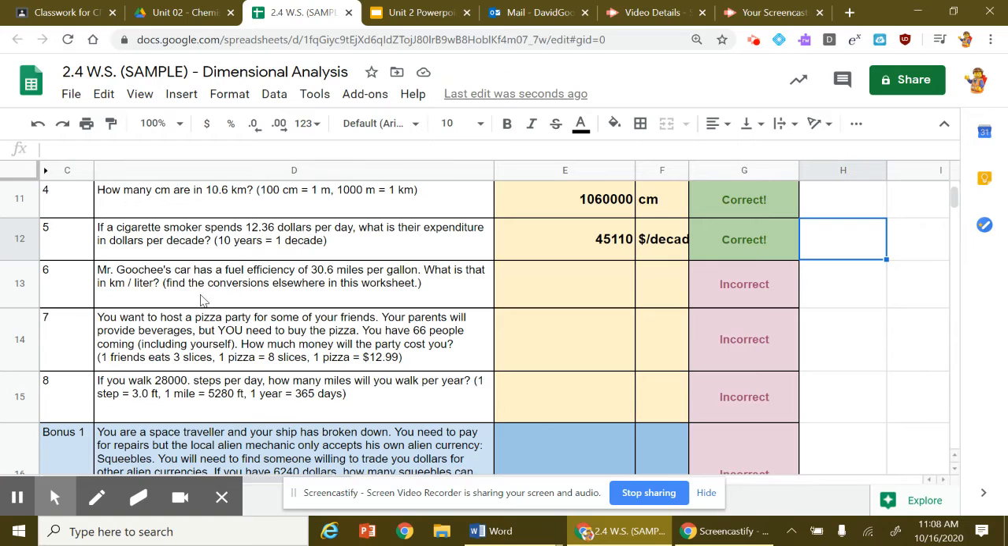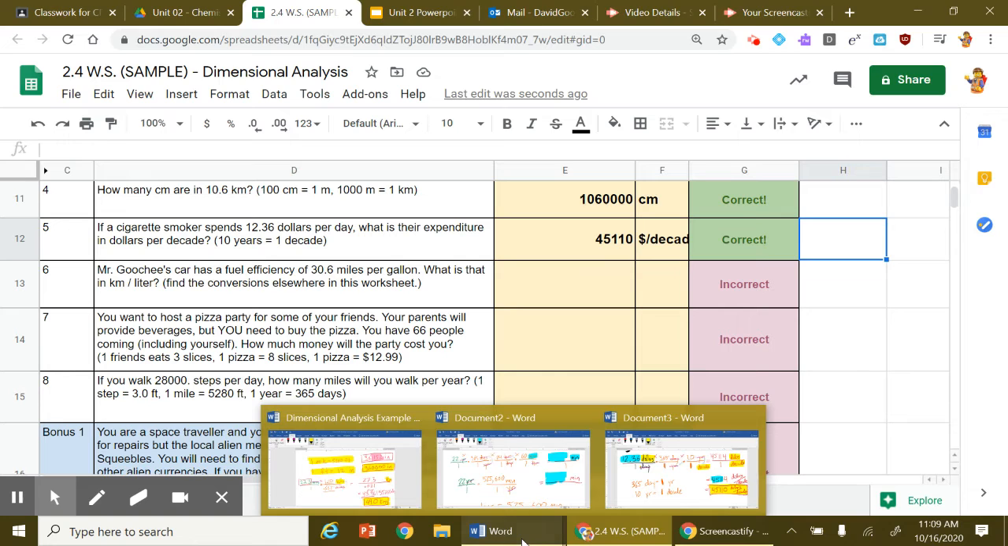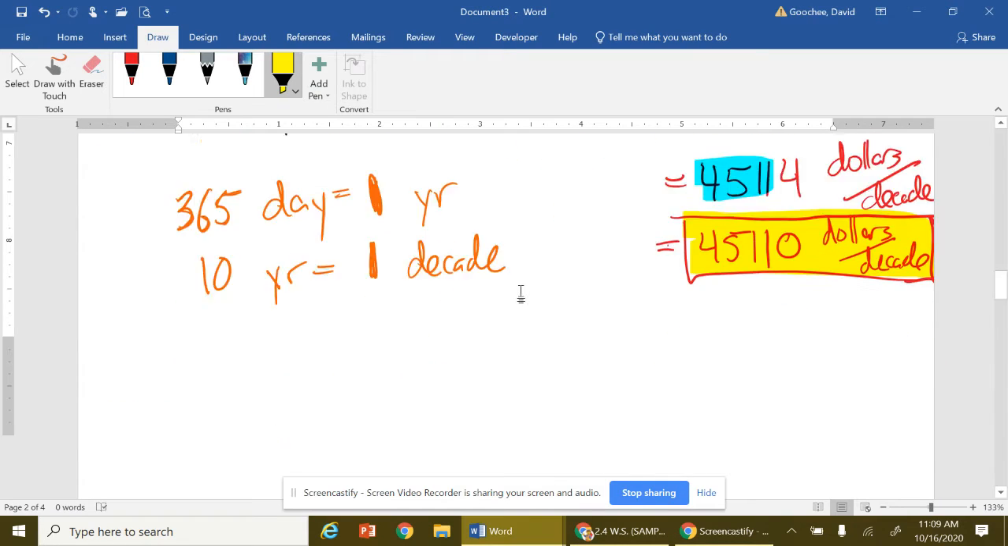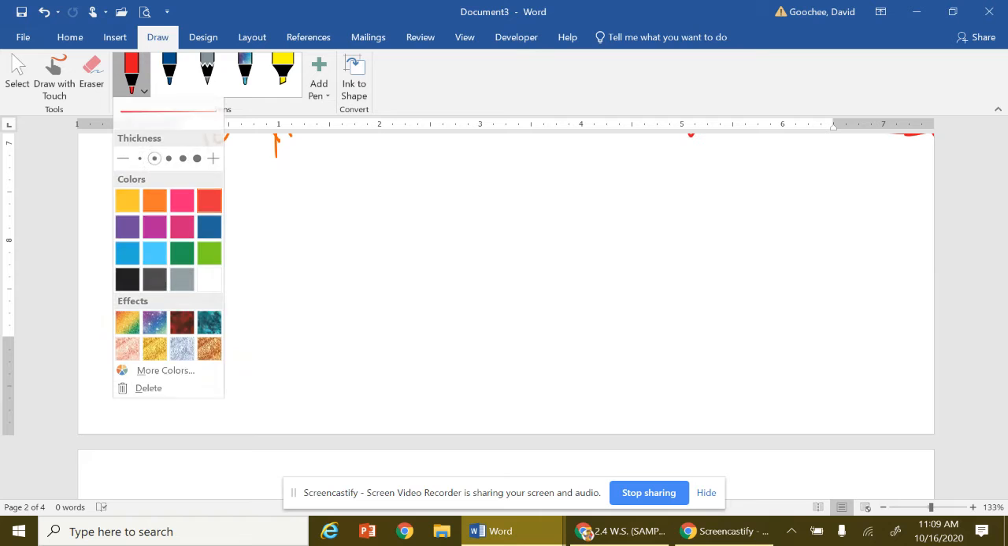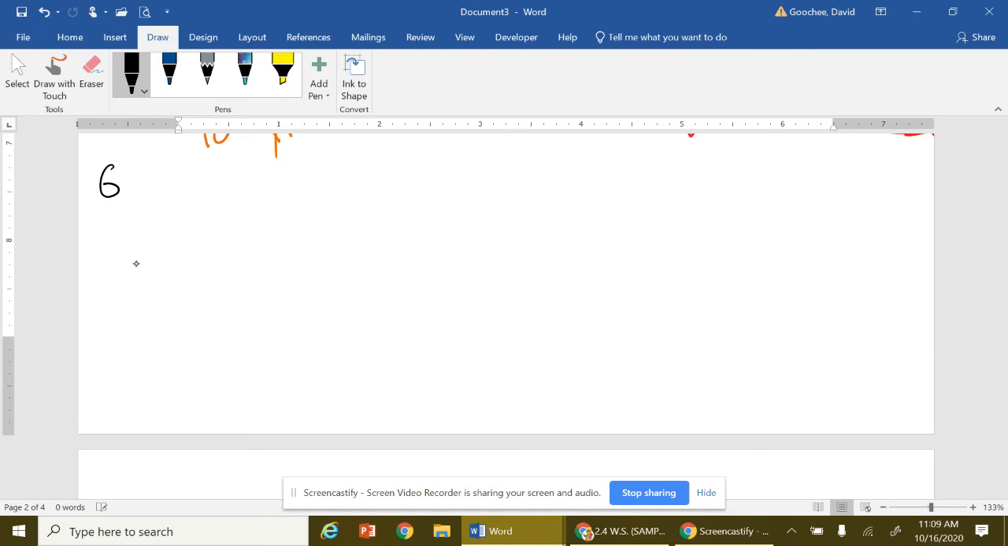On to number 6. Mr. Gucci's car has a fuel efficiency of 30.6 miles per gallon. What is that in kilometers per liter? Okay, so I guess we got to do this. Here we go. Mr. Gucci's car has a fuel efficiency of 30.6 miles per gallon. What is that in kilometers per liter, guys?